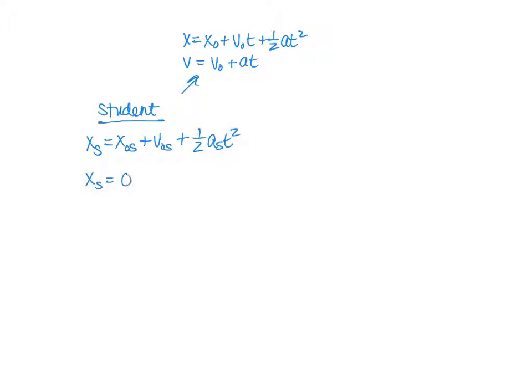And so for the student, her initial position was 0. Oops, I forgot a t. Her initial velocity is 5.3, and she didn't have any acceleration. So the expression for her position is 5.3 t. And so that would allow us, if we put in any value for t, to get the position of where the student is at that time.